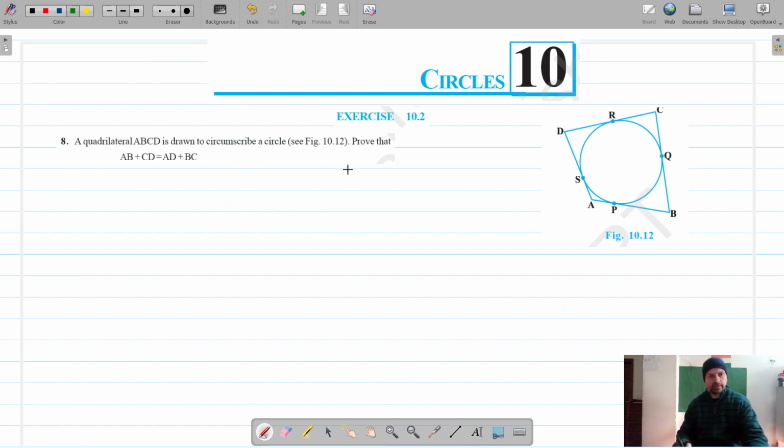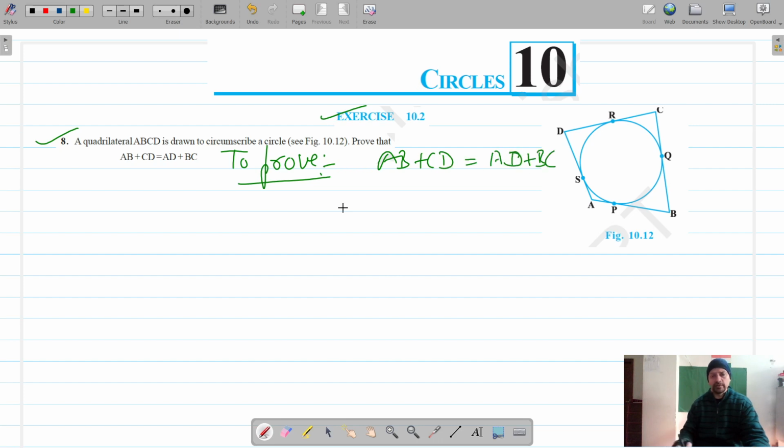Welcome once again to Pratham Science Academy classes, and we are on question number 8 of exercise 10.2. It says that there is a quadrilateral ABCD. So this is a quadrilateral ABCD. It's drawn to circumscribe a circle, that is, all of its sides are touching the circle at a point, and we have to prove that AB plus CD is equal to AD plus BC.